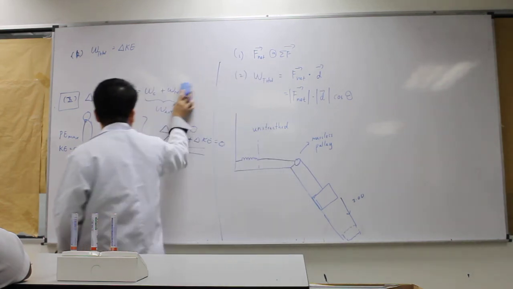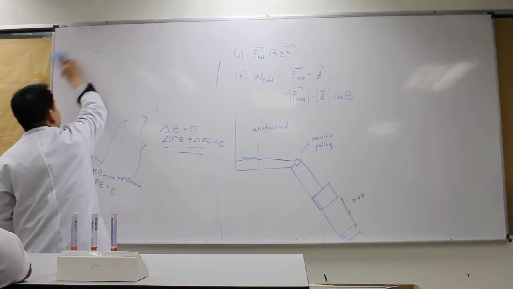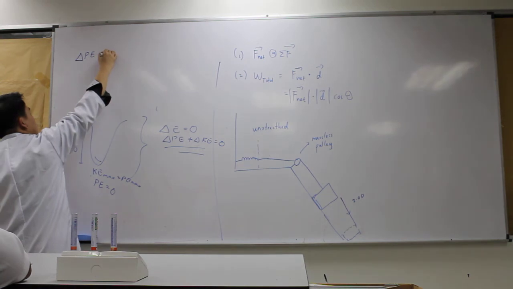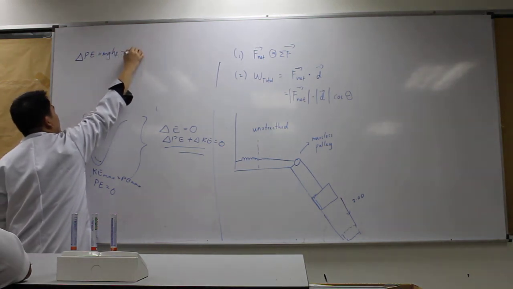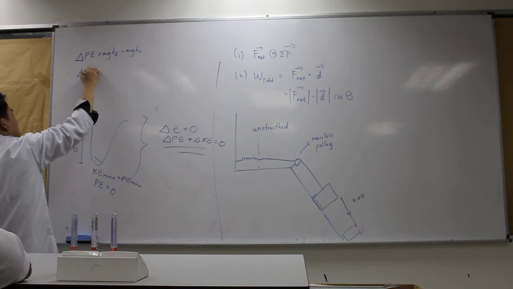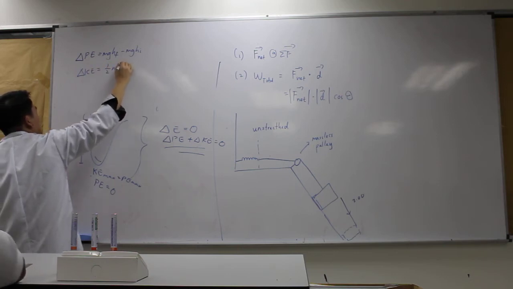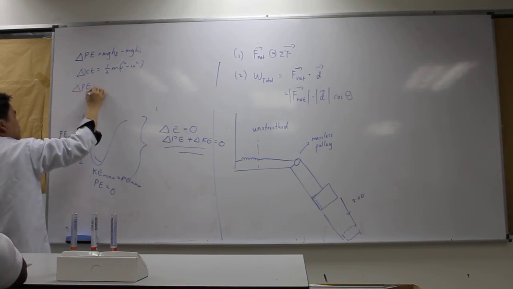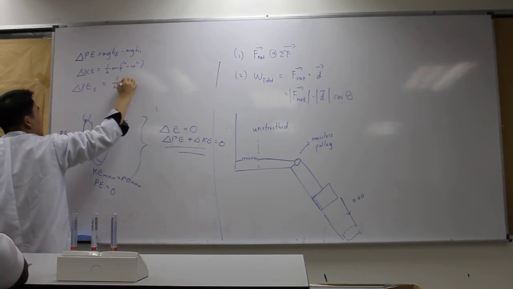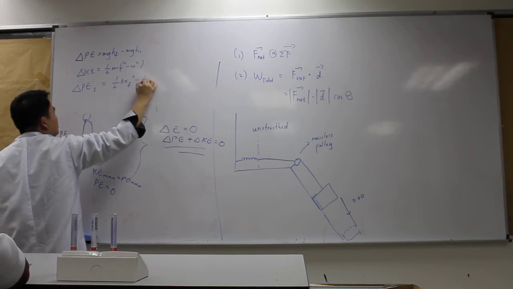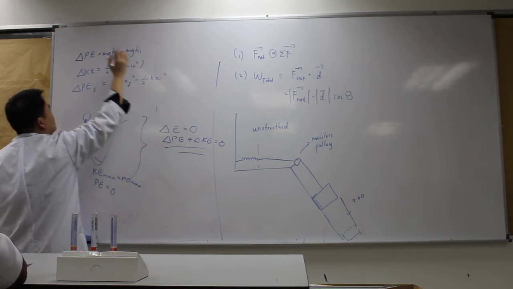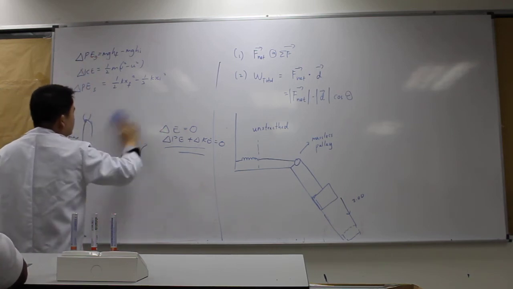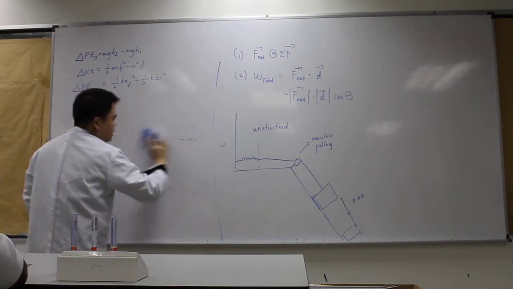And you should know that for the spring, delta PE G means mgh final minus mgh initial. Delta KE means half m v squared minus u squared. Delta PE S, the spring one, means half k x final squared minus half k x initial squared. So this is for gravity. And for this case, we can start from here. So let me analyze this question.